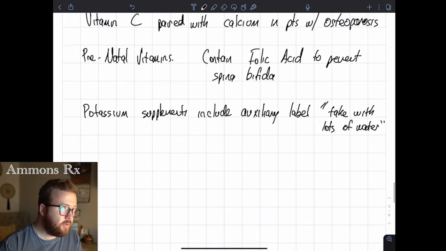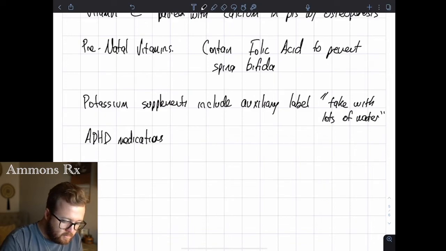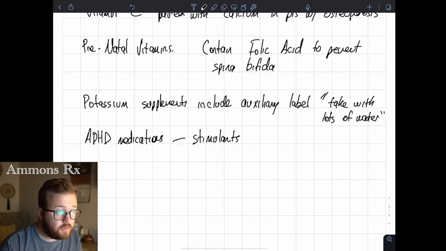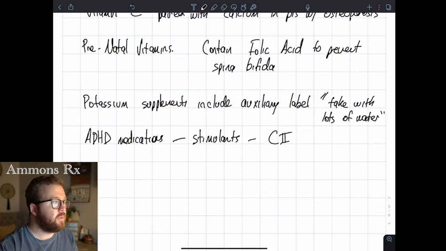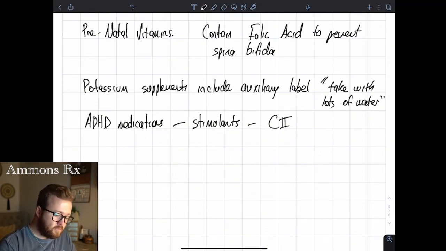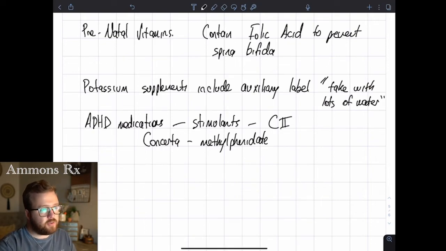So when you think about ADHD medications, usually they are stimulants. I say usually because there is an exception, but usually they're stimulants, and usually they're all in Schedule 2. So when you see the drug Concerta, just think of methylphenidate. And you should also think Schedule 2.